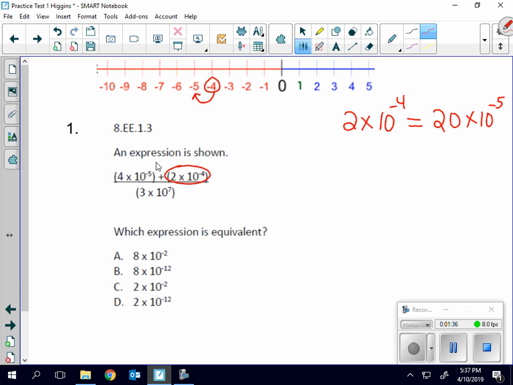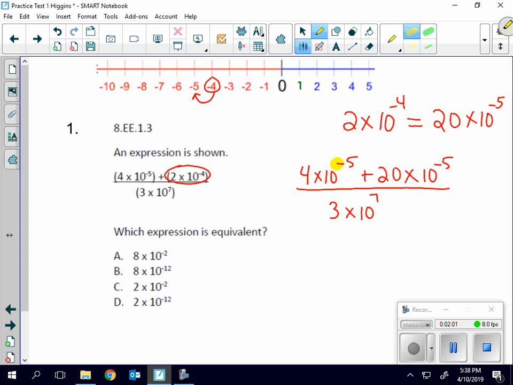So now, what do I have? Let's write this down. We have 4 times 10 to the -5th power plus 20 times 10 to the -5th power in my numerator, and then we're going to divide it by 3 times 10 to the 7th power. Let's do that numerator first. Let's do our addition here. Once we have the same power, they're both of -5, now I can just add the numbers out front because the operation here is addition. So 4 plus 20 makes 24.